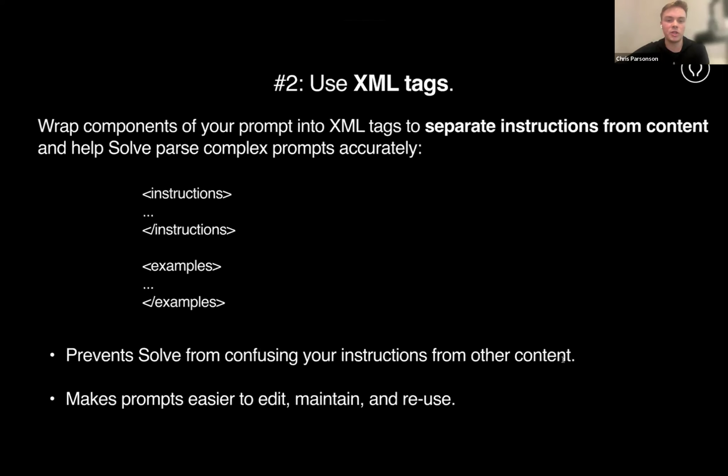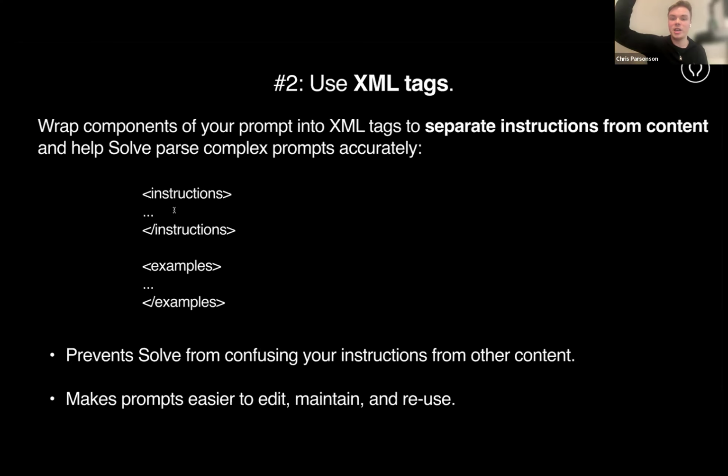Getting a little bit more sophisticated now, the second tip is to use these things called XML tags. Wrapping components of your prompt in XML tags to separate different sections, for example separating instructions from content, can massively help AI models like Solve parse complex prompts accurately. And what do we mean by XML tags? We just mean literally writing these open and closed brackets to distinguish different sections.